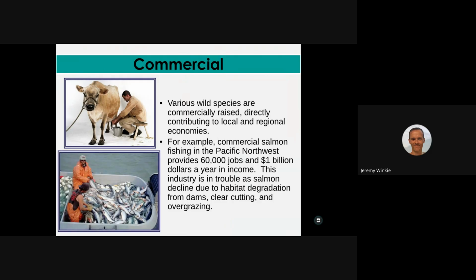For commercial, probably the best example could be fishing and fishermen. Lots of people along coastlines depend on going out and fishing for their job. And so if all of a sudden you have no fish off the coast, then they aren't able to make money and provide for their families.